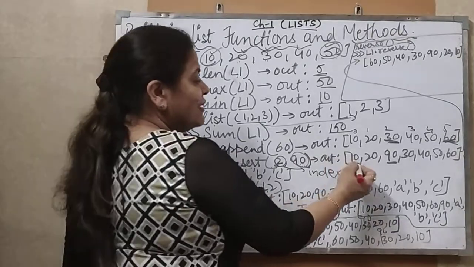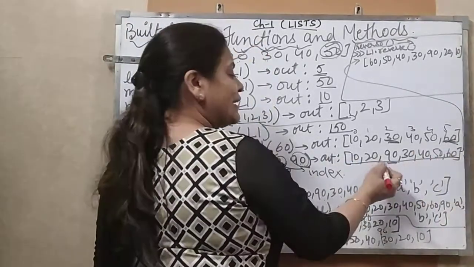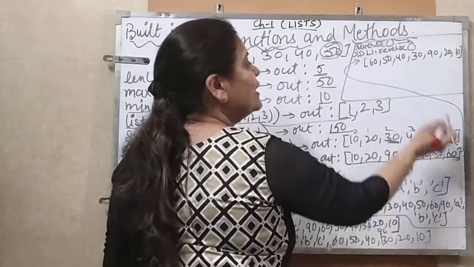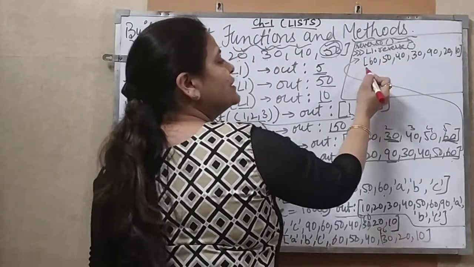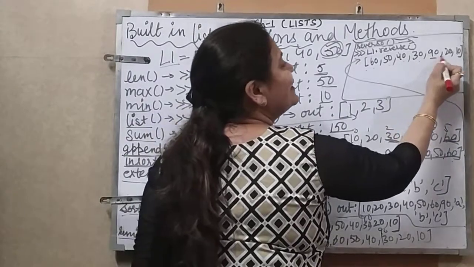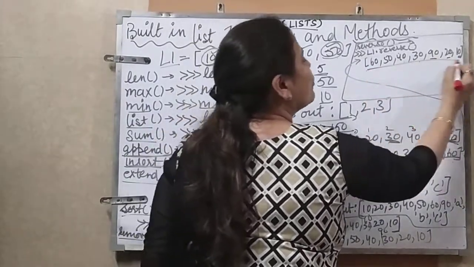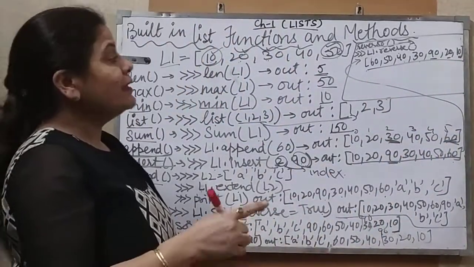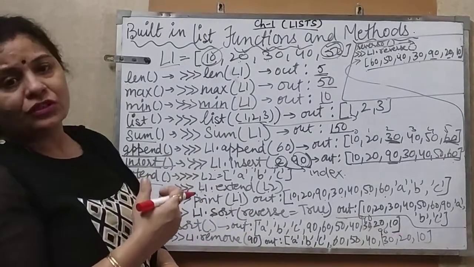So अगर मेरी list के अंदर elements है 10, 20, 90, 30, 40, 50, 60, if I say L1 dot reverse function, then it will display my list as 60, 50, 40, 30, 90, 20 and 10. Because it is not giving me in any order, but it is arranging the list in the reverse order.